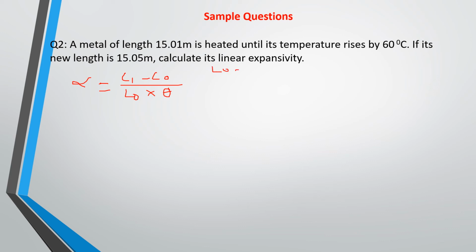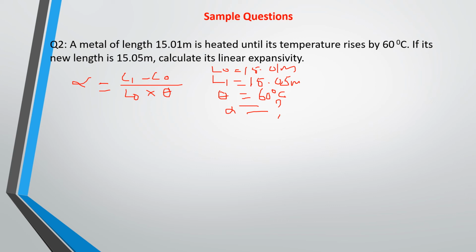So here, original length is given to you to be 15.01 meters. New length is given to you to be 15.05 meters. Change in temperature is given to you to be equal to 60 degrees centigrade. Okay, so you are asked to find linear expansivity. Linear expansivity is unknown. So this is what you have.